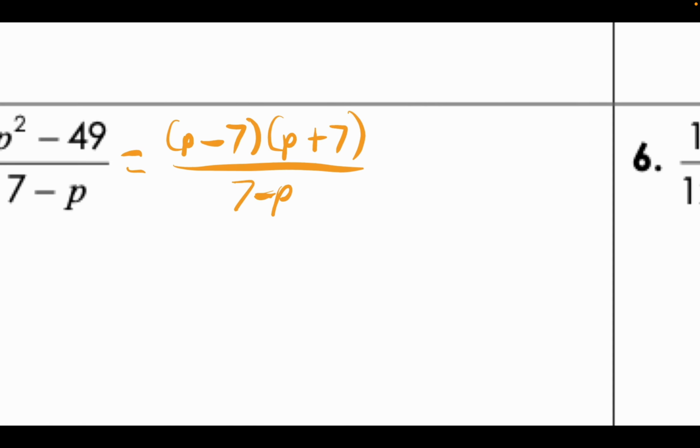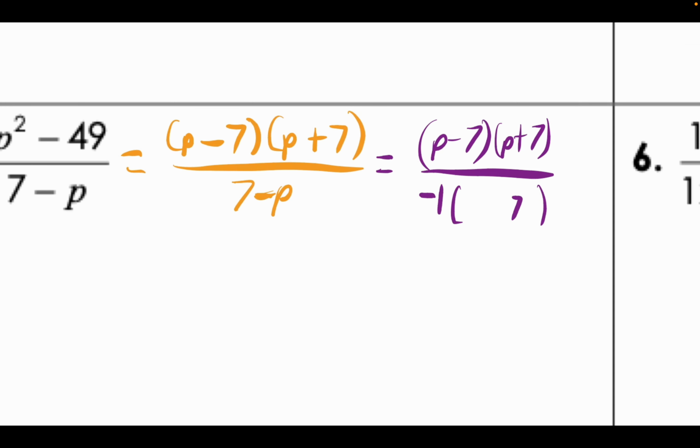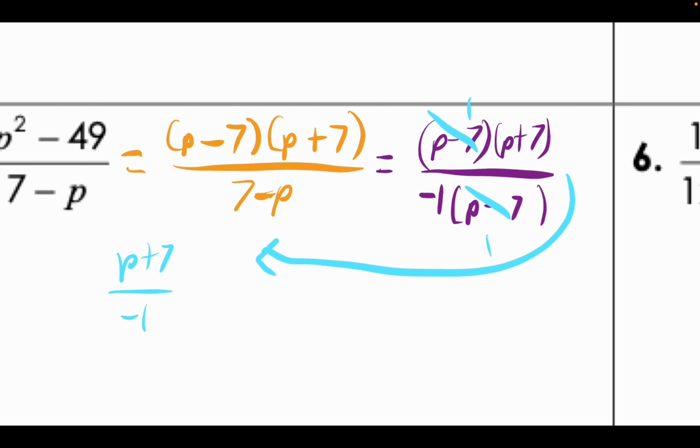So I can't currently reduce anything because I have a 7 minus p and this is a p minus 7. Those are not the same thing. What I could do though is I can make them the same thing. And how I could do that is by factoring out a GCF on the bottom of -1. That makes it so the 7 is negative and the p is positive, and I can change the order of those just fine. I just can't change the signs unless I factor out a -1. Now I have the ability to reduce p minus 7 and make those 1s. And so on the top, I end up getting p plus 7. And on the bottom, I have -1.